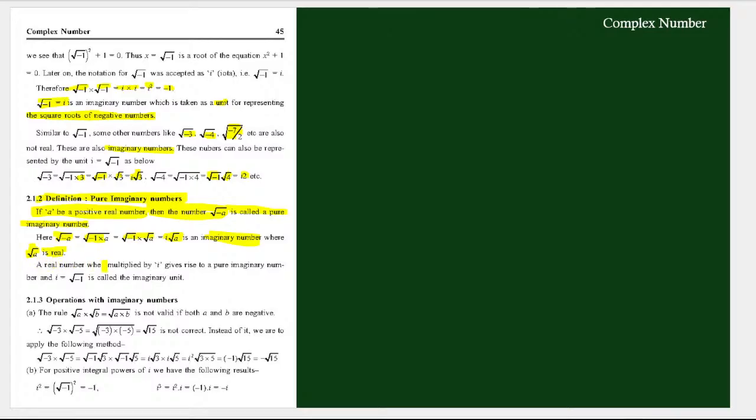So a real number when multiplied by i gives rise to a pure imaginary number, and i is called the imaginary unit. And when it is associated with a real number, then it becomes your imaginary number.